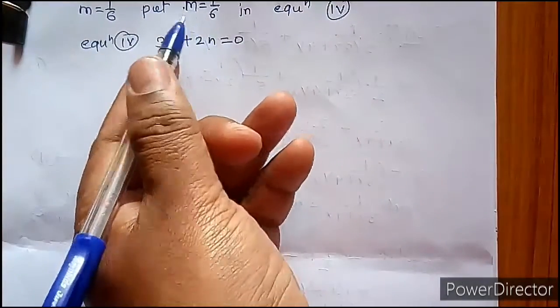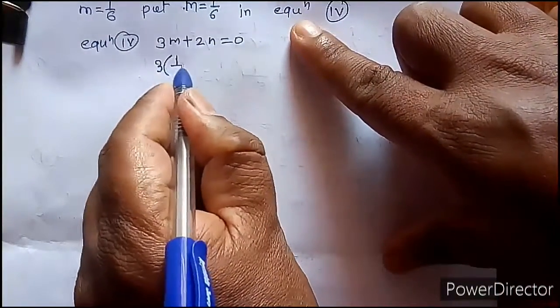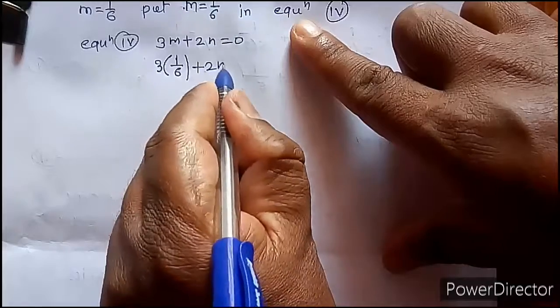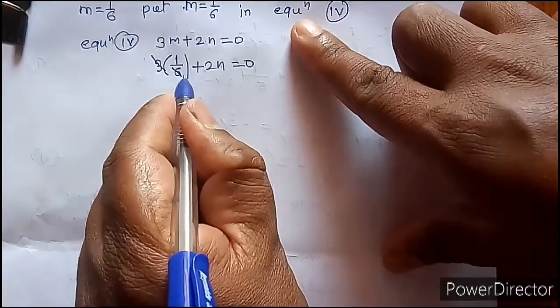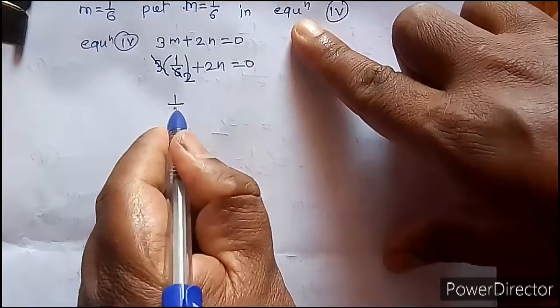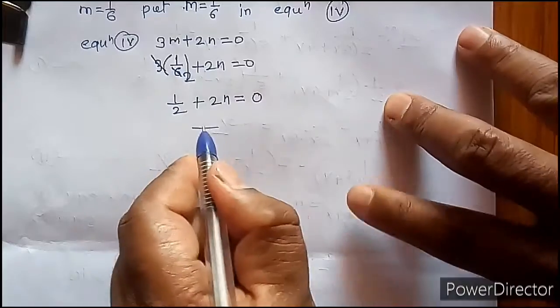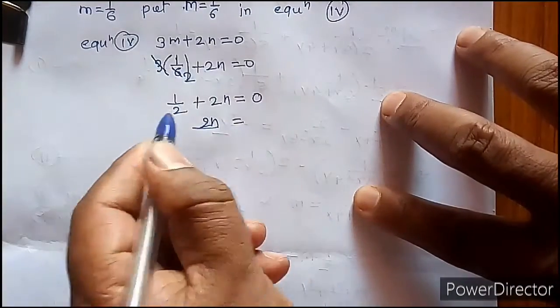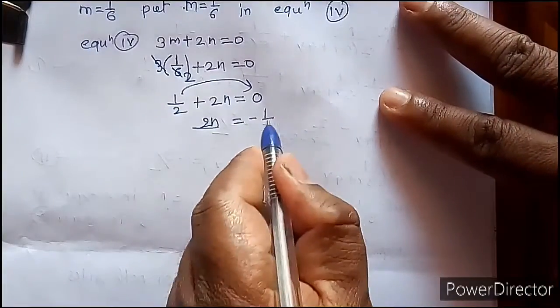Now the value of m is 1 by 6, therefore 3 as it is, the value of m is 1 by 6. Write down here 1 by 6 plus twice of n equals to 0. Now 3 and this 6 in denominator will get cancelled. Here we get 1 by 2 plus twice of n equals to 0. Now here twice of n equals to, on shifting this 1 by 2 on right hand side, it becomes minus of 1 by 2.